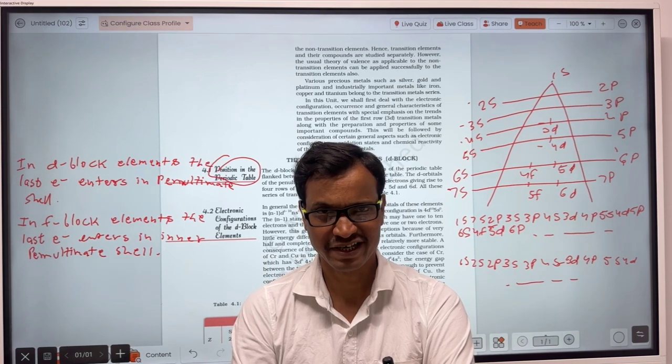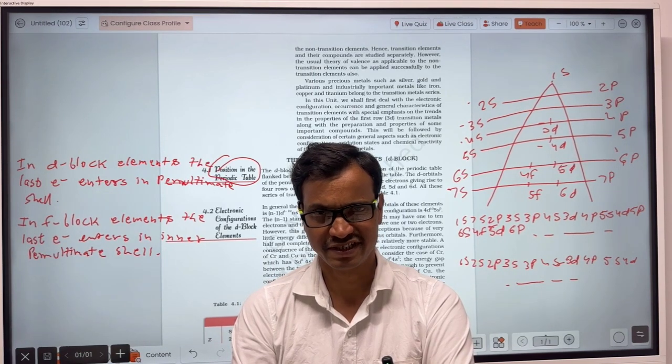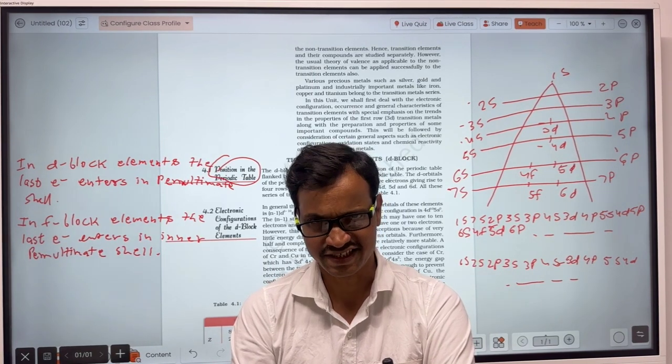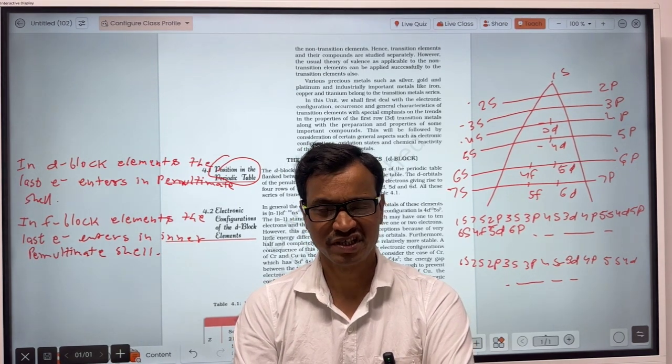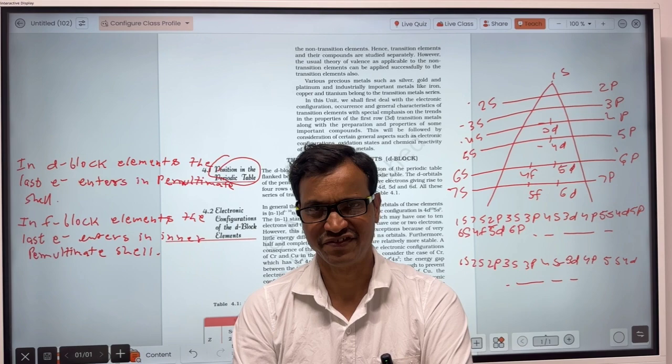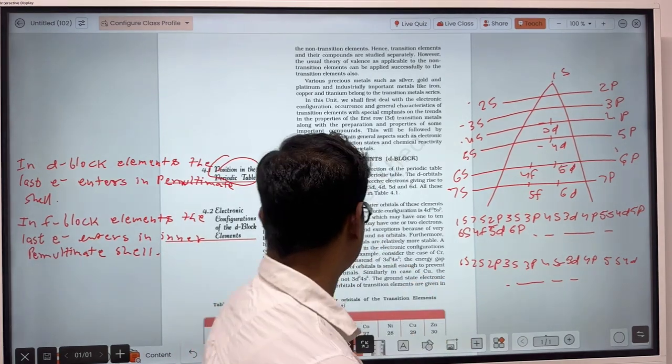So after 4s there will be the penultimate shell, and after 6s there will be the penultimate shell, that is, 4f will start. Okay, so that is here.